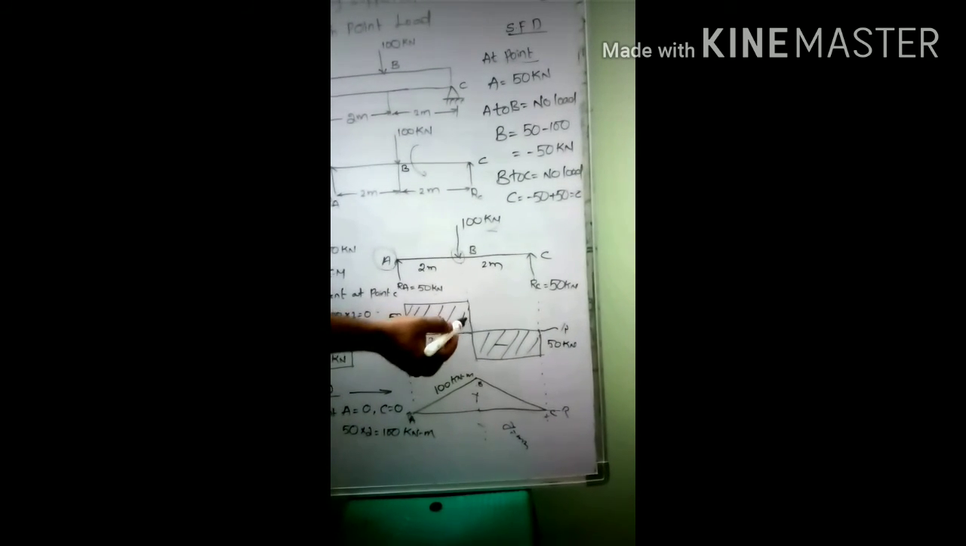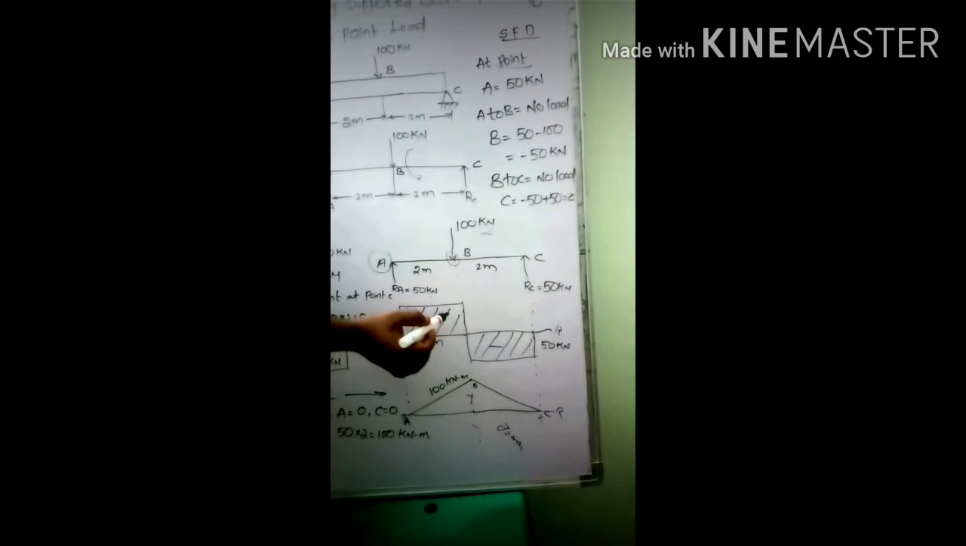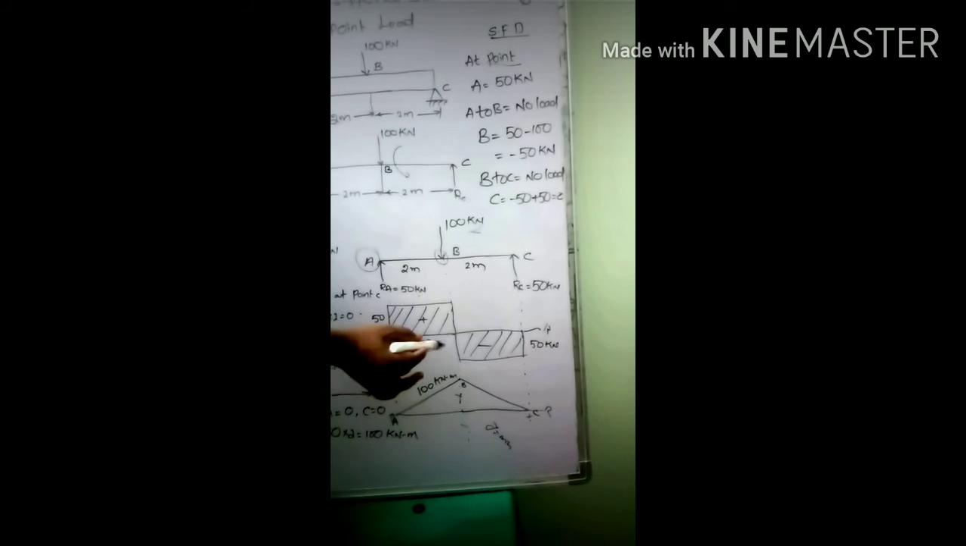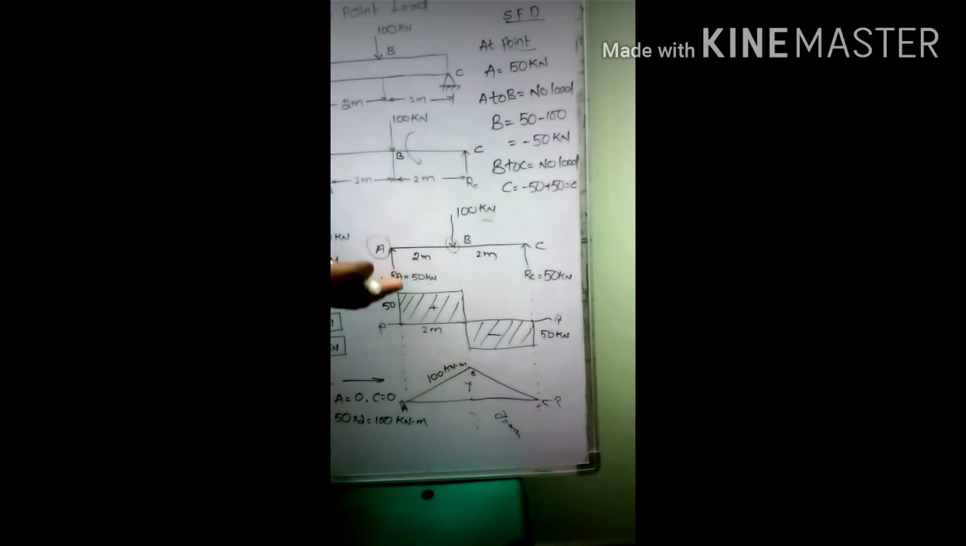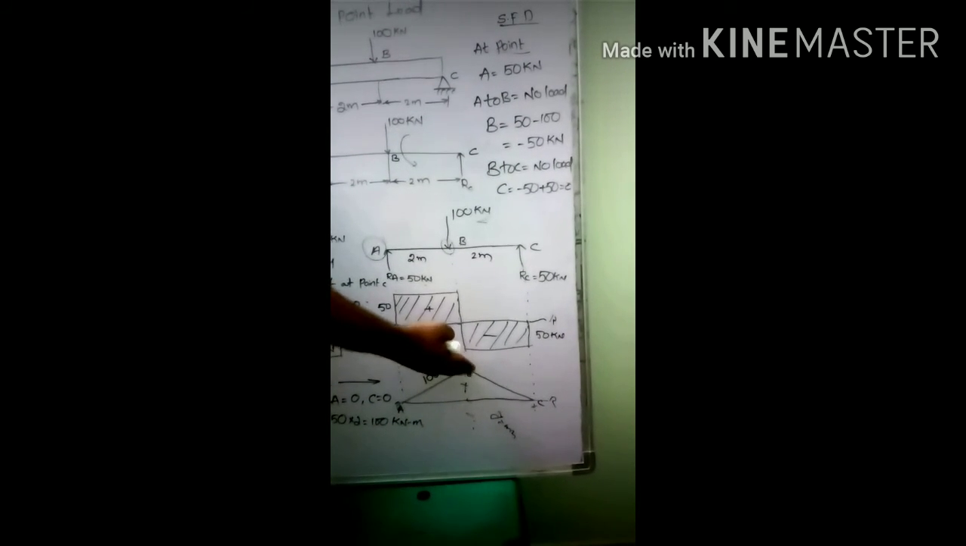So at point A you have 0, at point C you have 0, and at the remaining point B you have 100 kilonewton meters. How do you get this 100 kilonewton meters? A simple equation: the area under the shear force diagram. At point B this is the area, a rectangle block. This height is 50 and this distance is 2 meters. So 50 into 2 is 100 kilonewton meters. It is very easy, and there is no need to calculate the remaining things. By simply calculating the area of the given figure, you can easily calculate the value at your desired location.